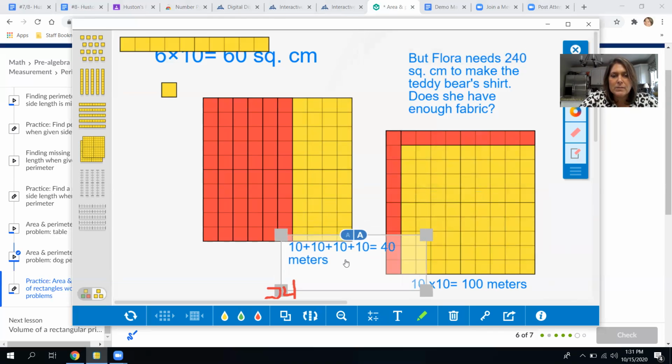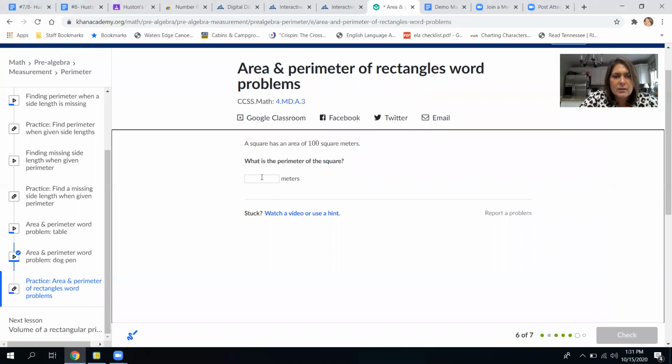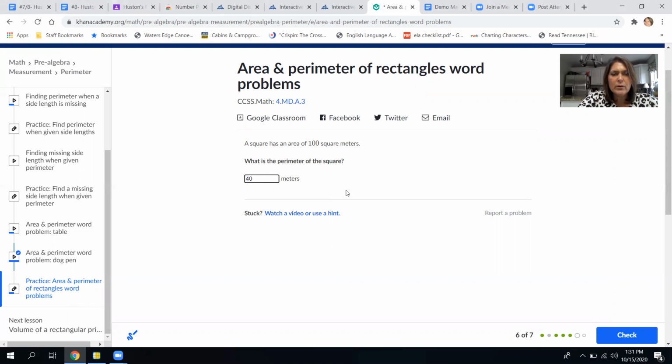So let's go back to our Khan Academy and let's see if we're right. Is the perimeter 40 meters? Oh my gosh, we're so smart.